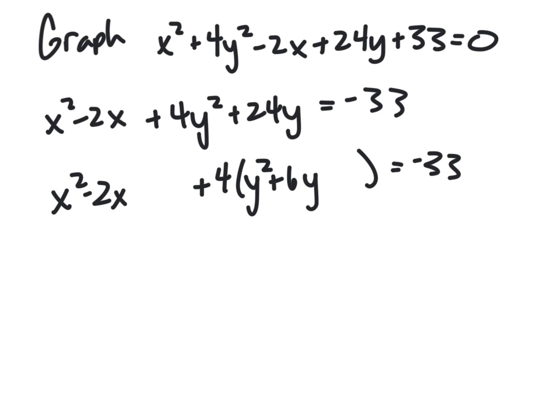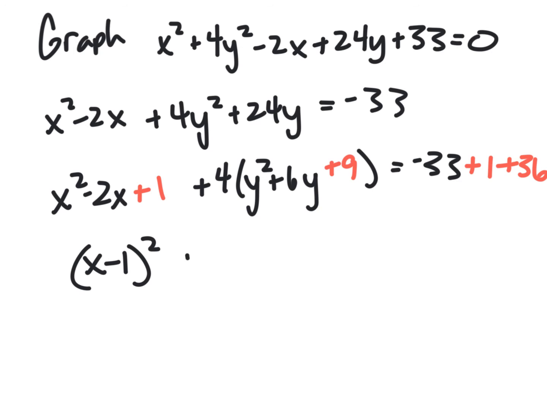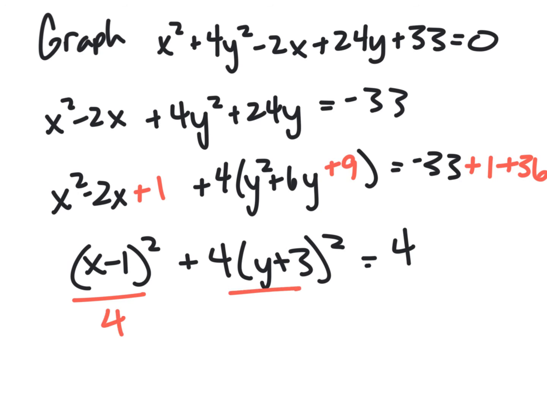Now I can complete the square. Half of -2 is -1, squared is 1. Add that to both sides. Half of 6 is 3, squared is 9, times this 4 is 36. So now this factors down to (x - 1)² + 4(y + 3)² is equal to 4. Last step, I need to set this equal to 1, so I'm going to divide each thing by 4.